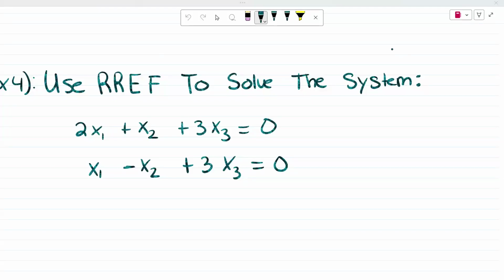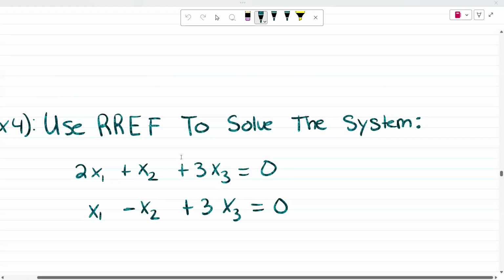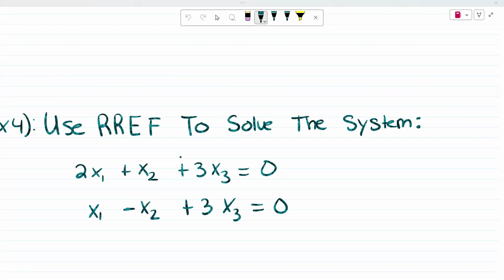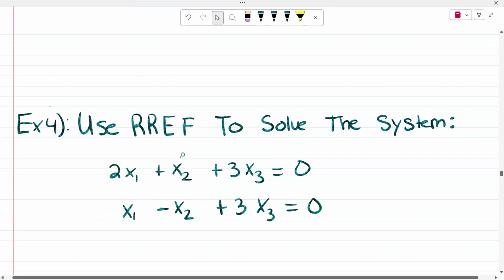So this is part two of reduced row echelon. So we're just going to continue. So let's move on to example 4. Okay. So example 4 says use RREF to solve this system.